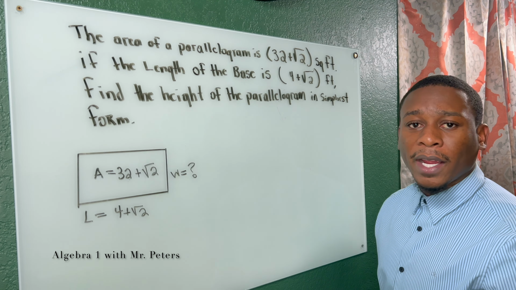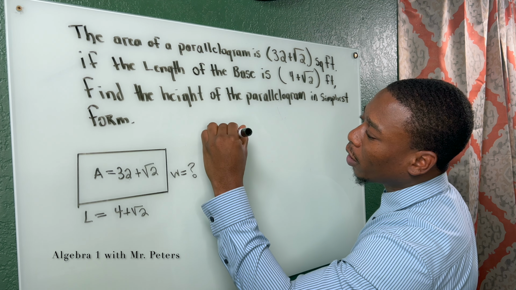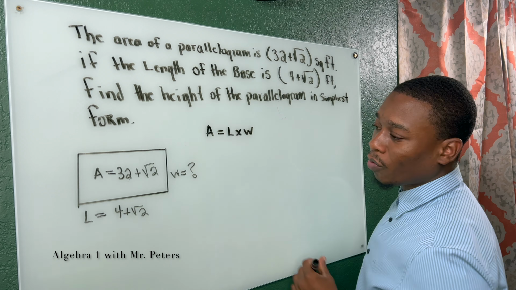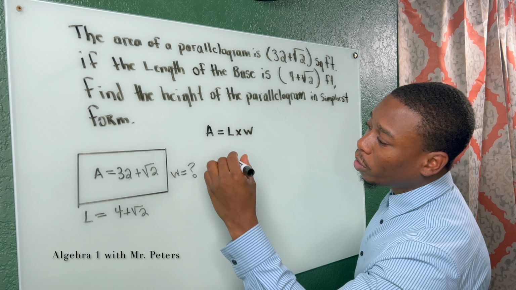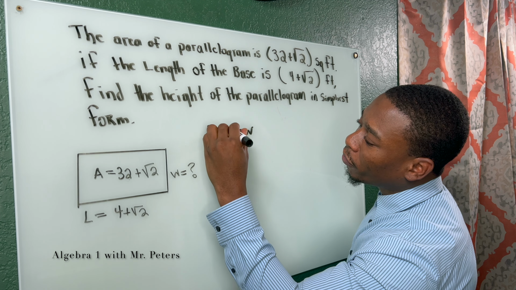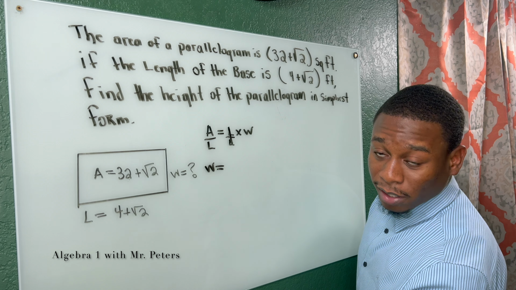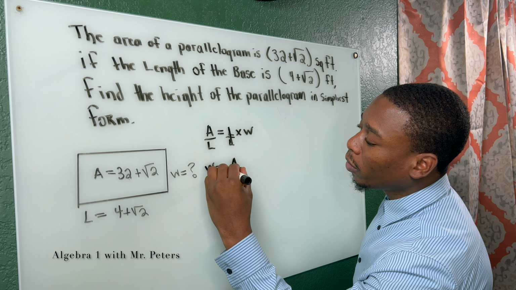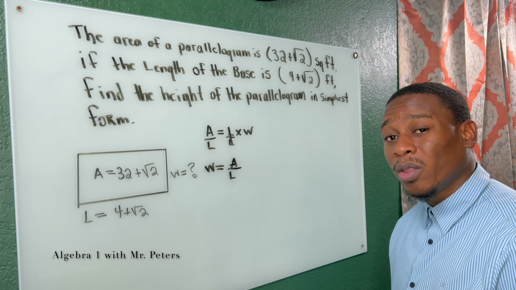But why do we need to know the formula? Because we need to rearrange it, guys. So we have area is equal to length times width, right? We have the length already. We want to find W. So to do that, we would have to divide by the length. So we know that our width, or our height in this case, is going to be area divided by the length. So we have to understand what the problem is asking us to do.